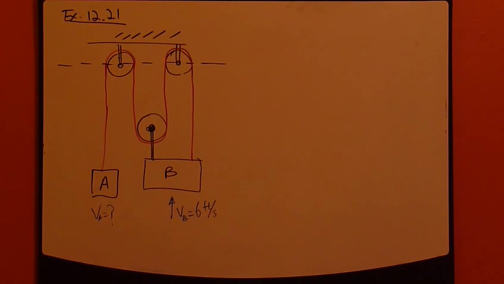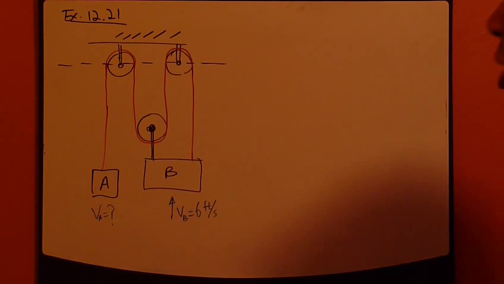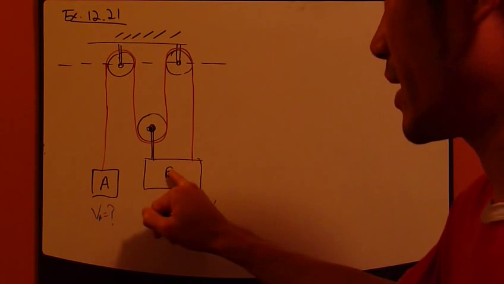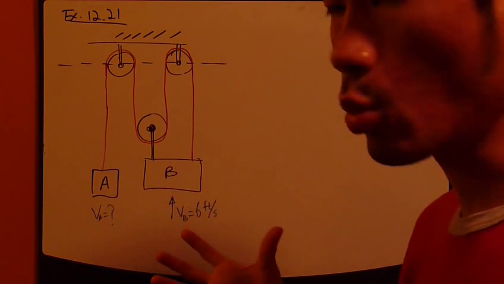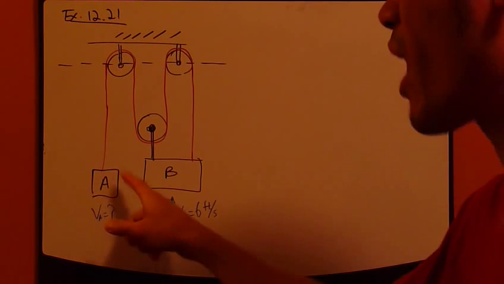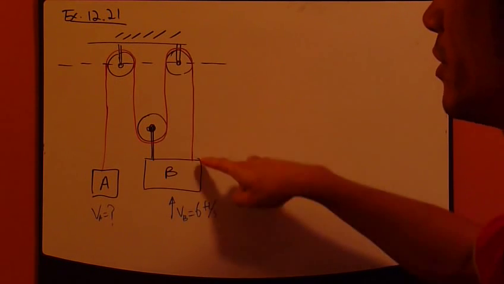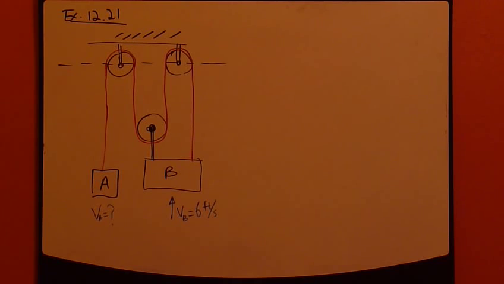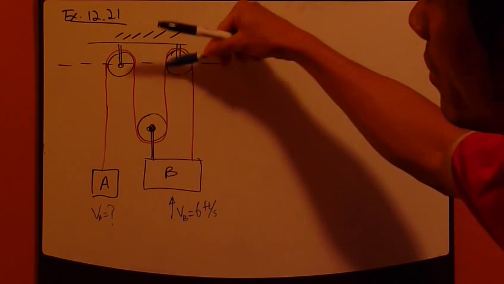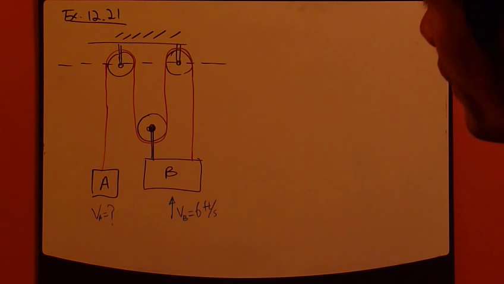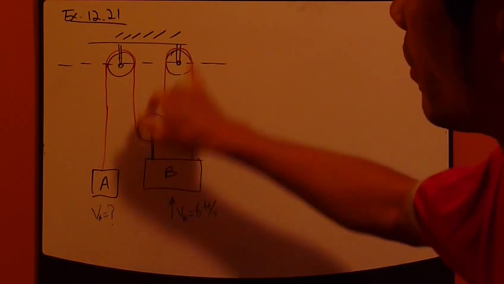Okay, this is an example for dependent motion. Now we have two particles, particle A and B. They're both like weights, boxes, right? And they're attached to this pulley system. Now, there's one single cord right here, shown in red, and the three pulleys right here.